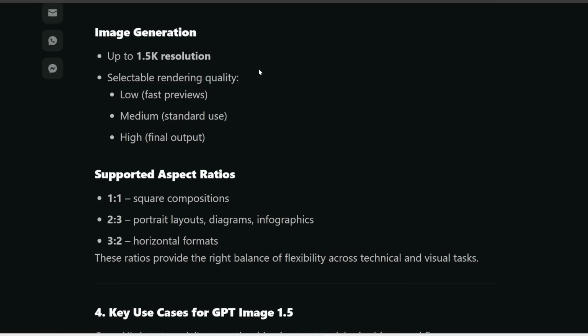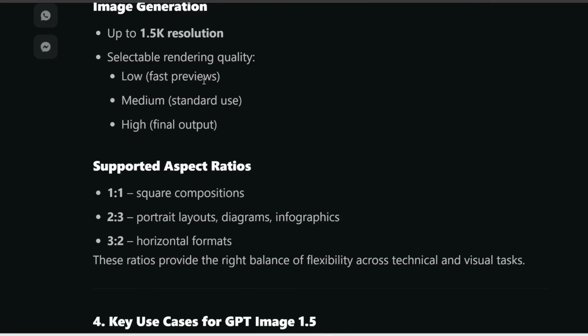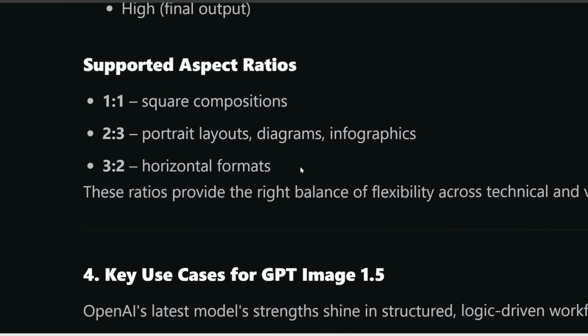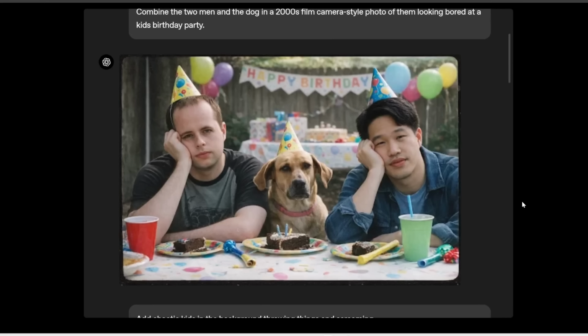Here are some additional specs for your reference. So this is up to 1.5K in resolution, and currently you can only generate these aspect ratios. So you can't do like 16:9 or 9:16. Here are some additional demos that they showcased. Here you can drag and drop multiple reference photos and add them into a photo like this. And it's actually really good at preserving character consistency.